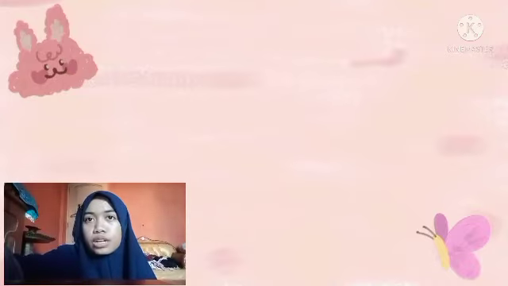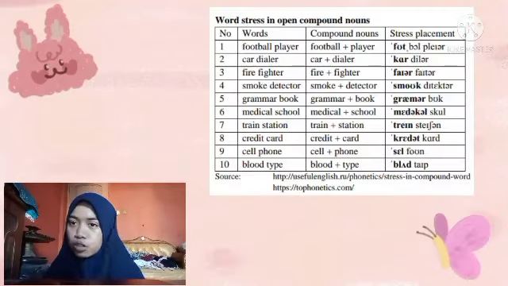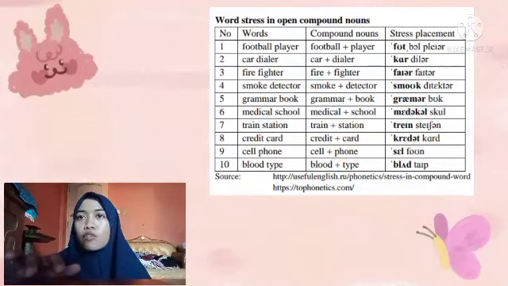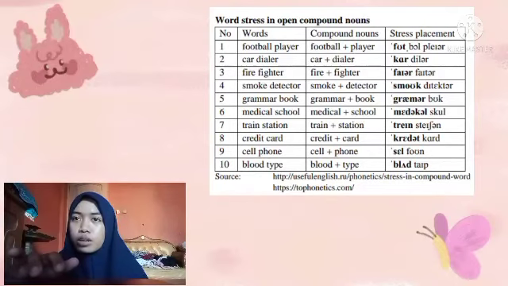Okay, also there is more stress on open compound nouns, where the stress lies on the first word. For example, words like football player, car dealer, firefighter, smoke detector, grammar book, medical school, train station, credit card, cell phone, blood type.